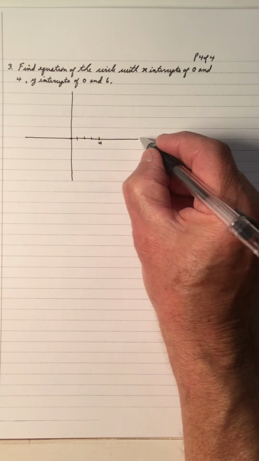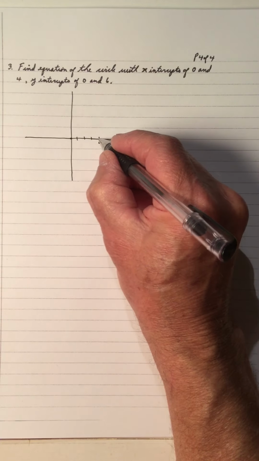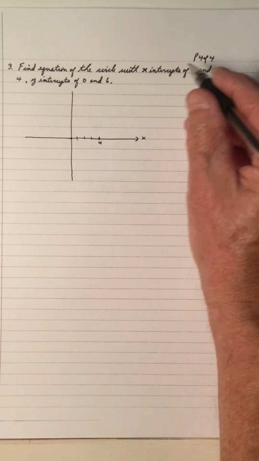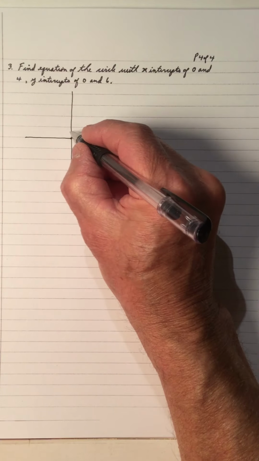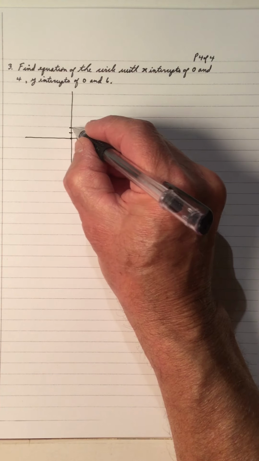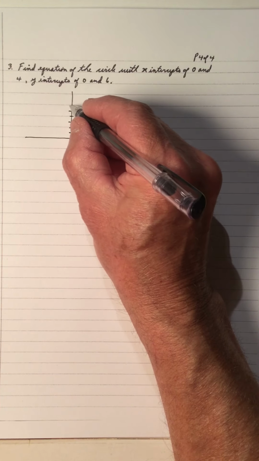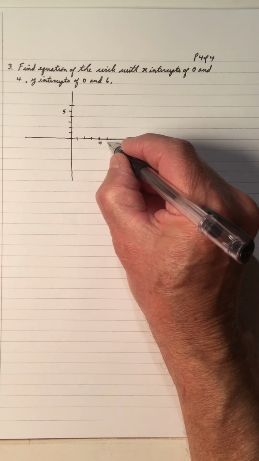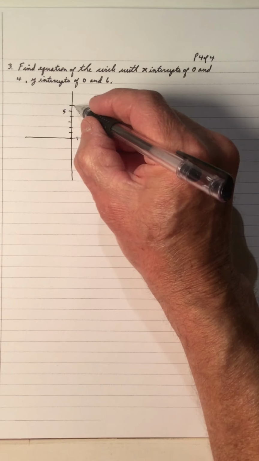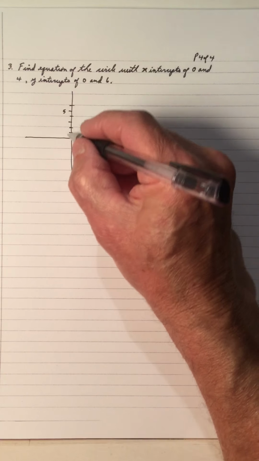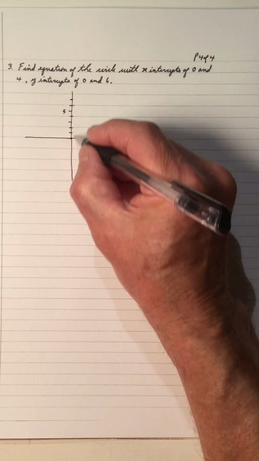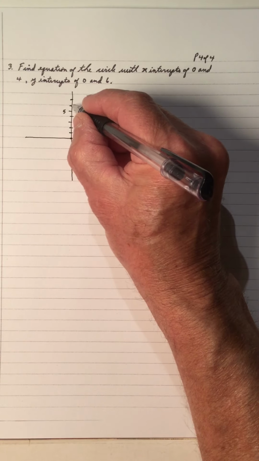So the x-intercepts, this is the x-axis. These are the x-intercepts of 0 and 4. And it has y-intercepts of 0 and 6. So let's go in between. That's 5 there. Okay, just put the 5 there, scale. So the y-intercepts are on the y-axis, so it's 0 and 6, right there and there.